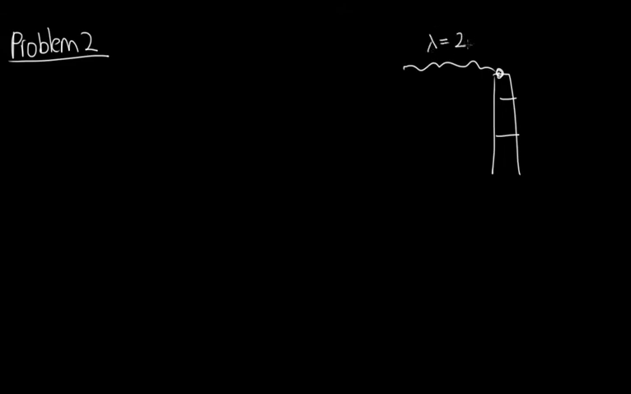Problem 2. So we're told that a radio tower sends out a radio signal with a wavelength of 2 meters. So here's the radio tower, and it's sending out signals, and the wavelength is equal to 2.0 meters, so 2 significant figures. And part A says, what is the speed of radio waves?